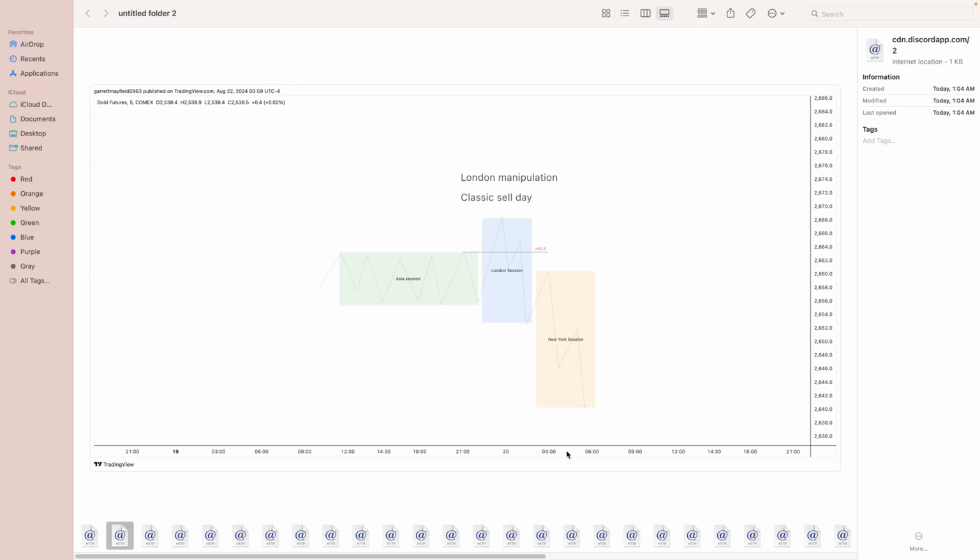And if London expands, don't trade New York until we get a retracement, okay? Because what happens after expansion? Consolidation, reversal, retracement. Right? You don't really know what's going to happen next, so it's just likely to be ugly.